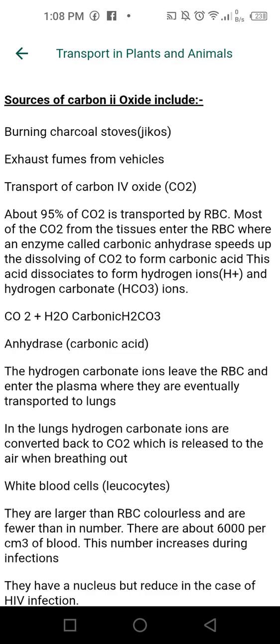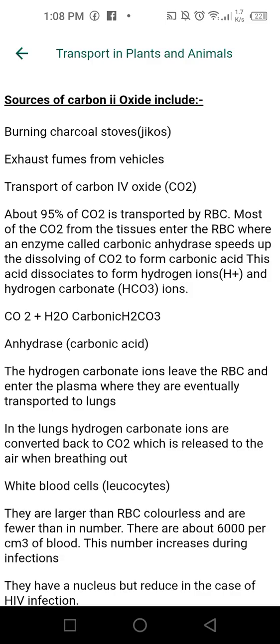The hydrogen carbonate ions leave the RBC and enter the plasma, where they are eventually transported to the lungs. In the lungs, hydrogen carbonate ions are converted back to CO2, which is released to the air when breathing out. White blood cells, leukocytes.